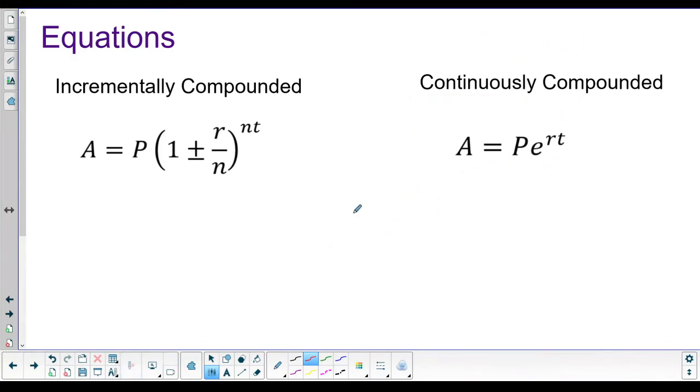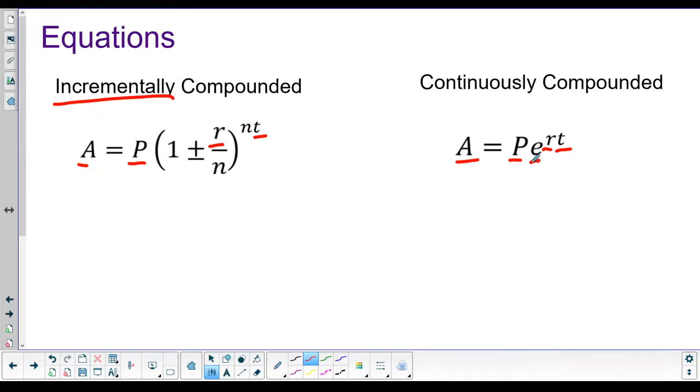There's those. So let's go through and look at all these different variables that are in these two equations, and then we will do your examples. So in both these equations, we've got some common variables. We've got A, P, R, and T. A, P, R, and T. So let's talk about the common ones, then I'll talk about this n that's only in the compounded interest.